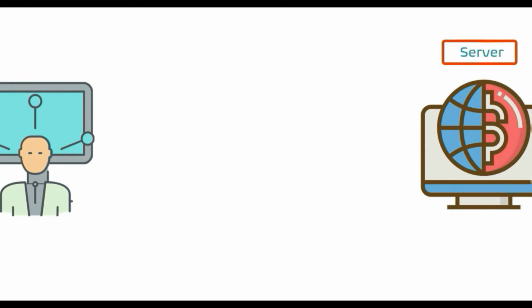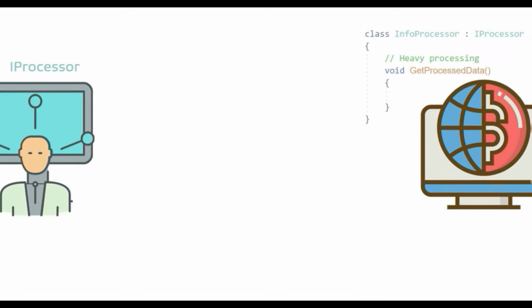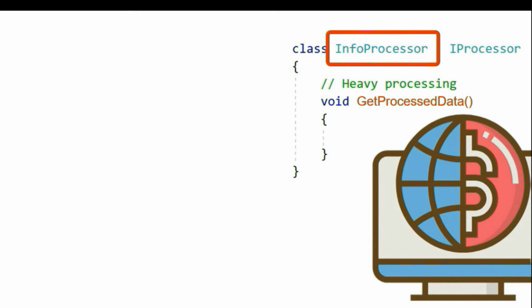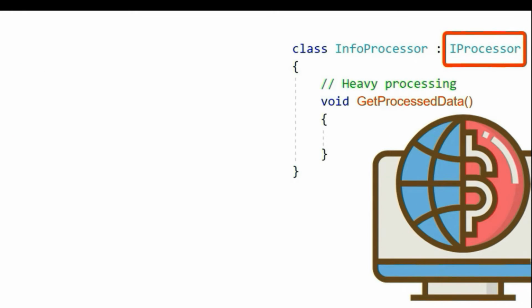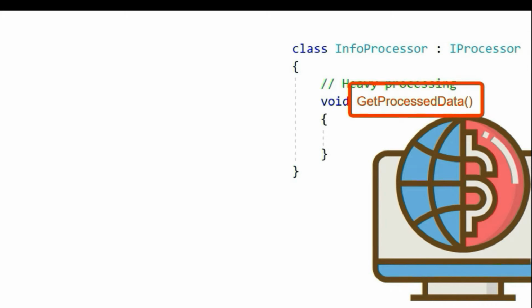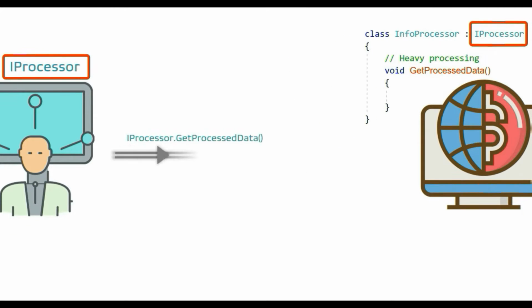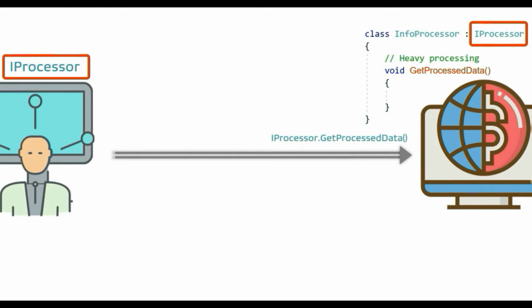Say there is a server. It doesn't have to be a web server. It could as well be a component developed by some other team in your company, or could be some third-party component. Now say a client requests something from the server. What does it request? Say there is a class called InfoProcessor that implements IProcessor having a method GetProcessData. Client depends on IProcessor to call GetProcessData. This seems to be a very simple requirement, right?